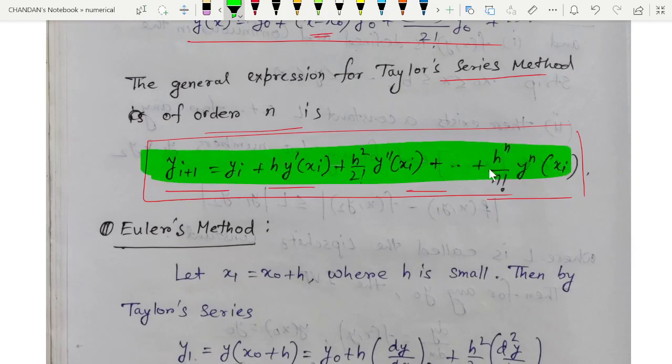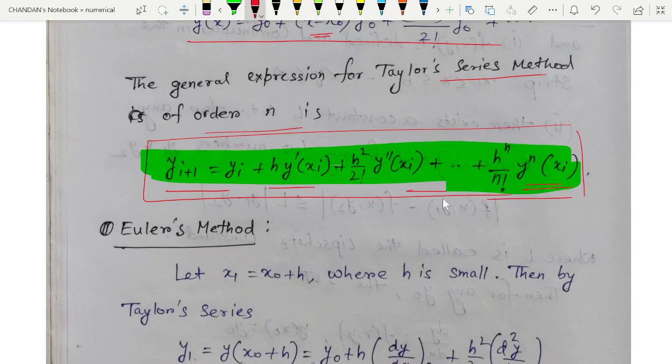Okay, so look, here you have to note one thing: the expansion goes up to infinite order, that is, up to n order, but it is not possible to calculate all the values of y n, that is, y at x i. So that's why we need to truncate this method up to second order derivative terms, or up to third order derivative terms.